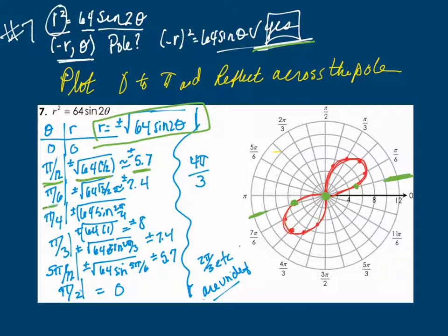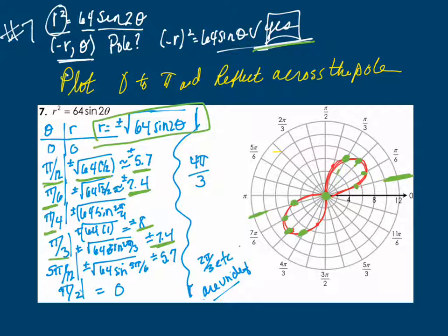All right, then pi over 6 gave me plus or minus 7.4. So there's my 7.4 at pi over 6, and then backing up to 7 pi over 6, I have the negative 7.4. Pi over 4 gave me plus or minus 8, so there's 8, and going backwards, negative 8 would be over here. And at pi over 3, you get plus or minus 7.4 again, sort of symmetric. So that one would be there, and its negative would be down here. So positive here, negative there.